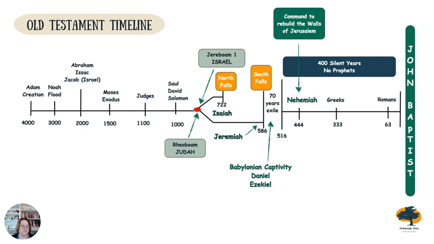The south falls at 586 BC, the Babylonian Empire, which is modern day Iraq. So it's a little further over. And the king there is Nebuchadnezzar, which some of you may be familiar with that name. And so the southern tribes are captured and removed and taken to the Babylonian Empire and are put into exile, and no one is allowed to live in the land of Israel for 70 years.